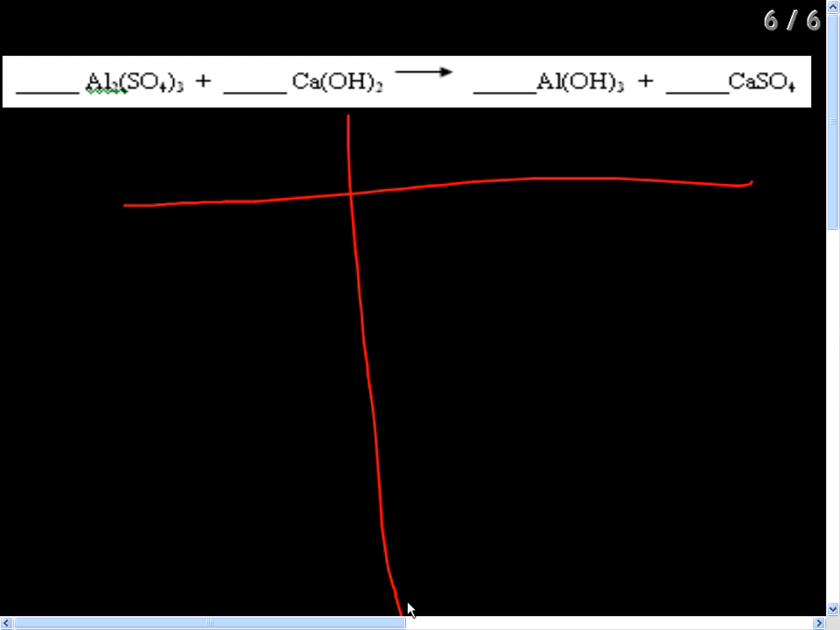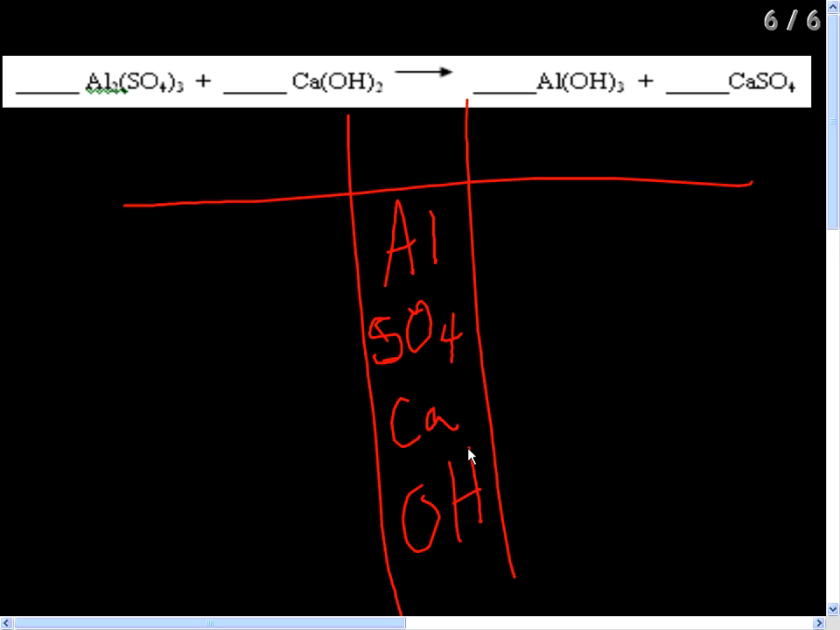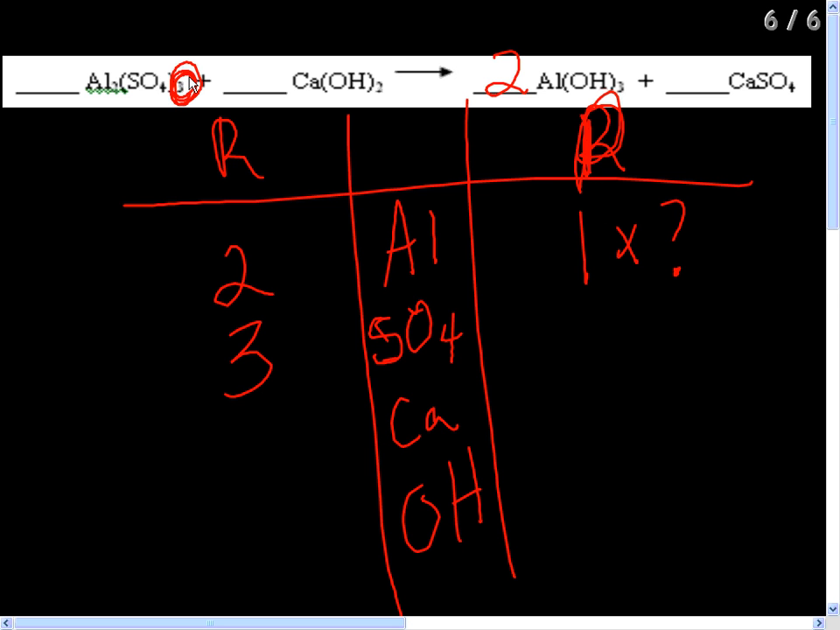So when you do the chart on this, do this instead. Say I have Al, I have SO4, I have Ca, and I have OH. Don't split them up into individual elements here. So, in my reactants, I have 2 aluminums. In my products, I have 1. So I need to multiply this by something. My sulfates, I have 3 here, but I only have 1 of them here. So I need to multiply this by something.